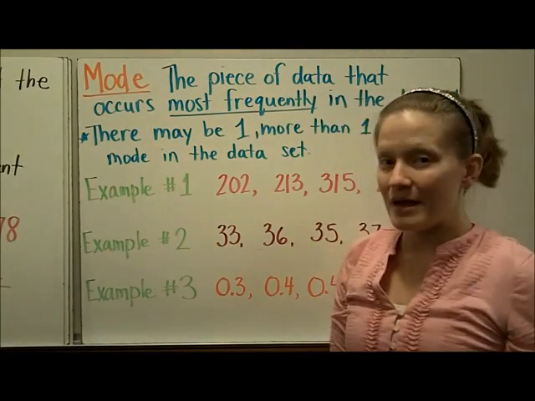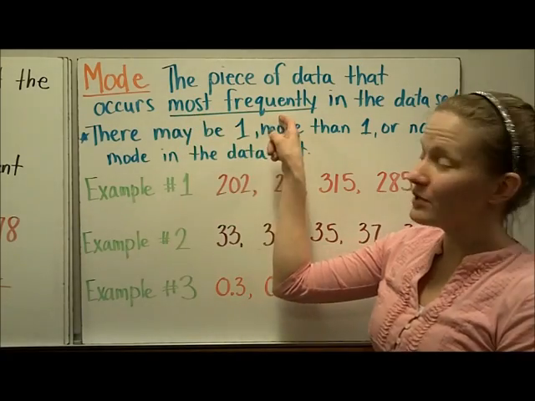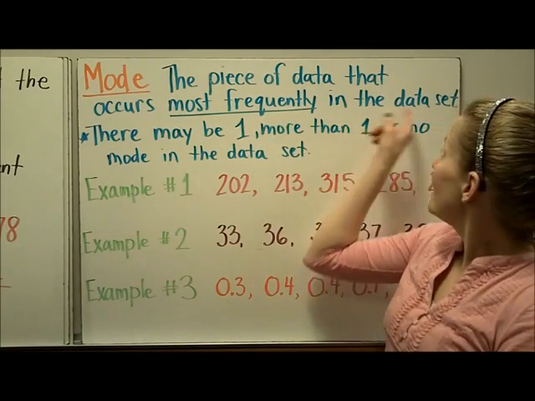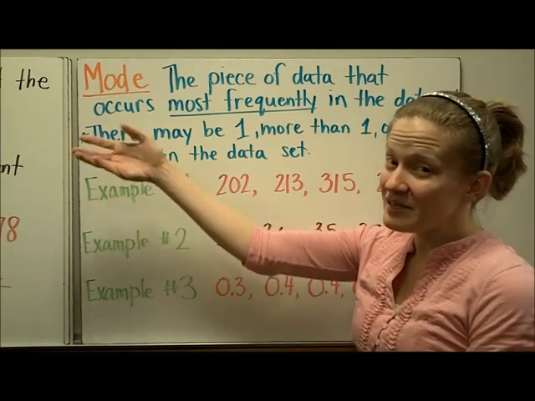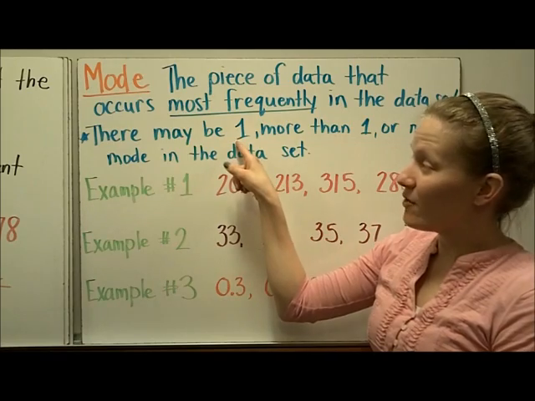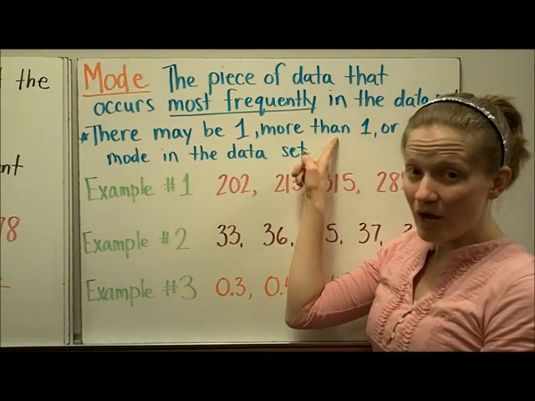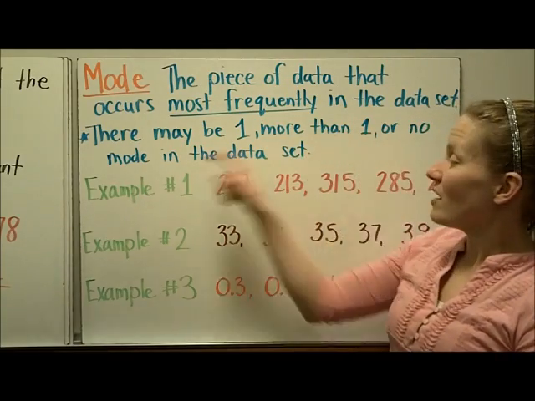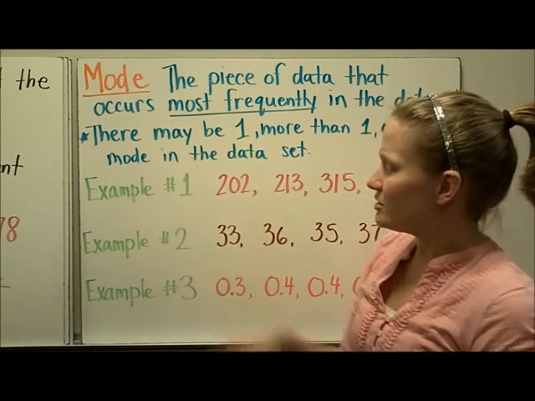The mode, our next measure of center, is the piece of data that occurs most frequently or most often in the data set. It's important to know that there could be different amounts of modes based on your data set. Sometimes there may only be one mode in your data set. Sometimes there may be more than one mode, or it's possible that you may have no mode at all. So let's look at an example for each of those.